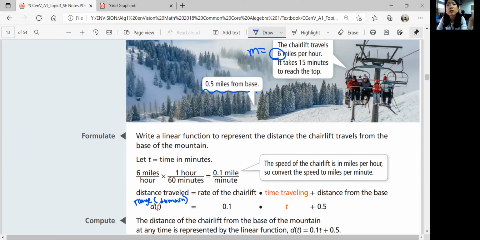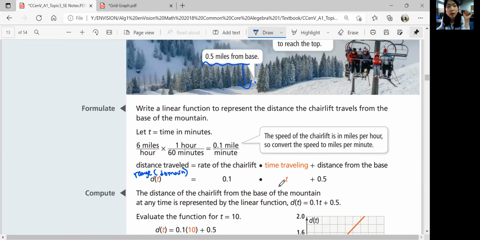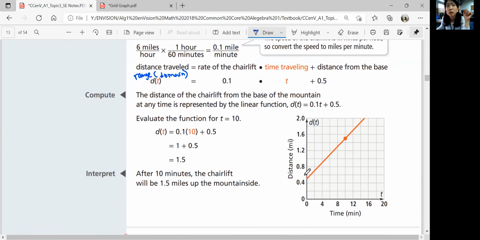D of t is equal to the rate of the chairlift, your slope, 0.1 miles per minute, times the time traveling, which is just t, plus the distance from the base, 0.5, where you're starting from. So then we've figured out our formula. We're going to compute the distance of the chairlift from the base of the mountain at any time.